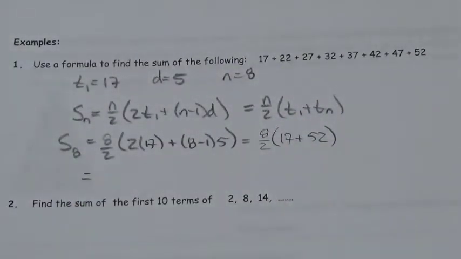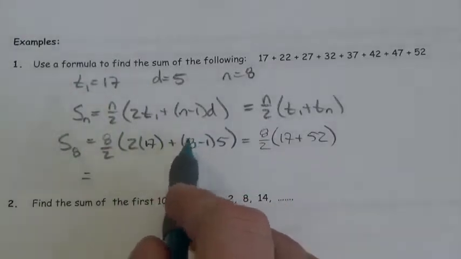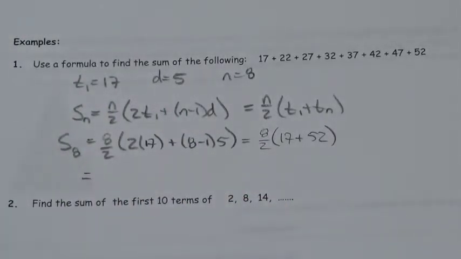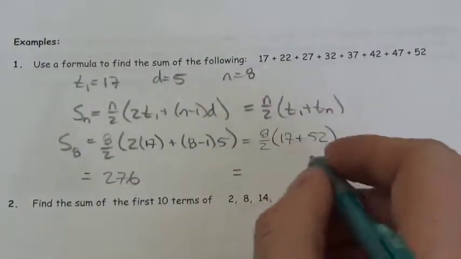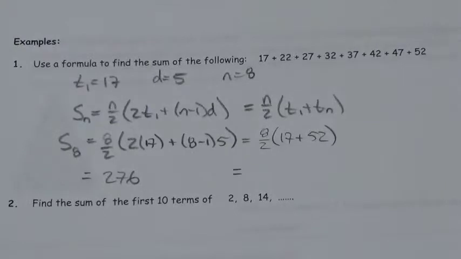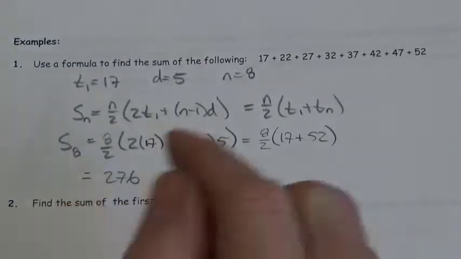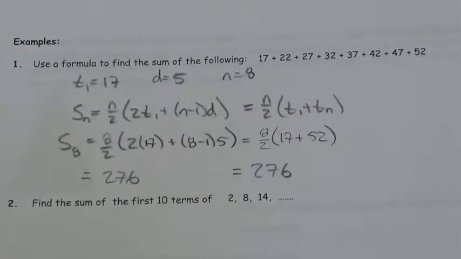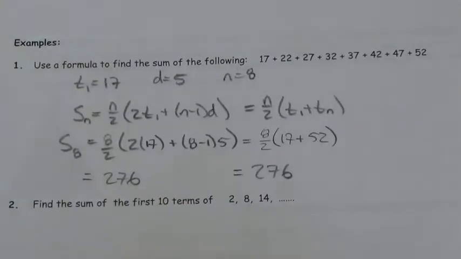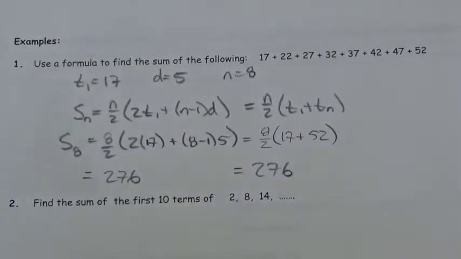So just go to my calculator. 8 divided by 2 is going to be 4. 2 times 17 plus 7 multiplied by 5, and I'm getting 276. Now, let's see if that equals the same thing over here. 8 divided by 2 is 4, 17 plus 52, and there we go, 276. So the two formulas agree, they both work. Awesome.